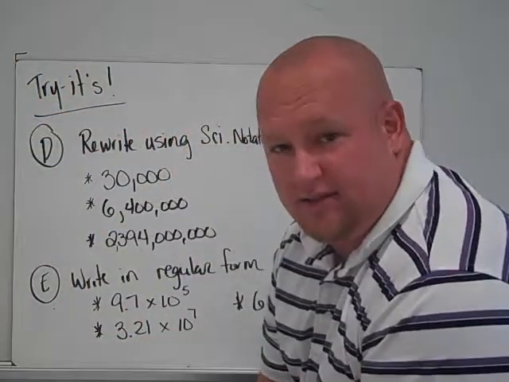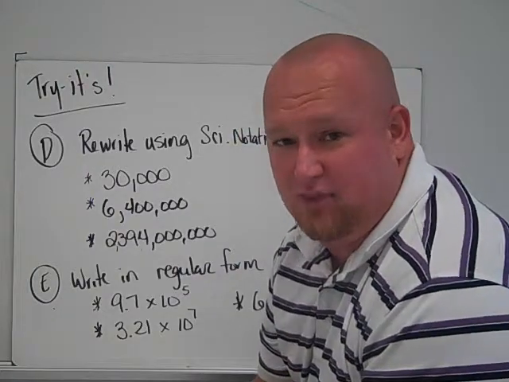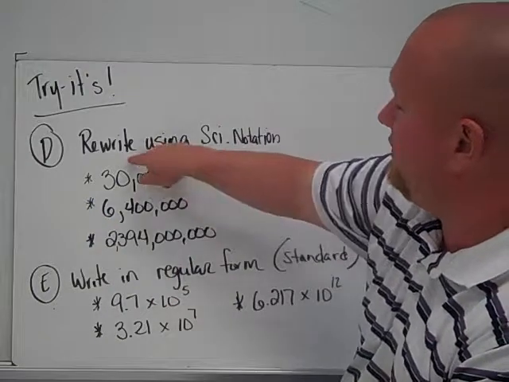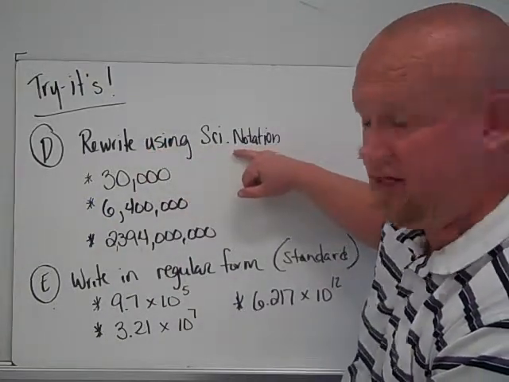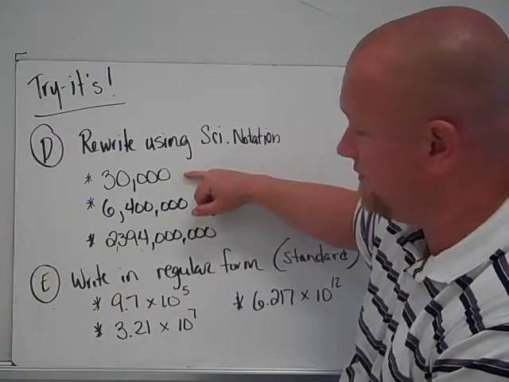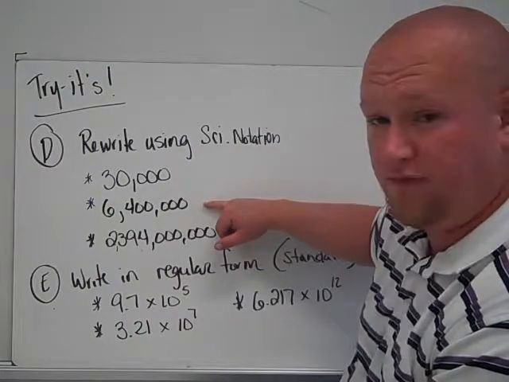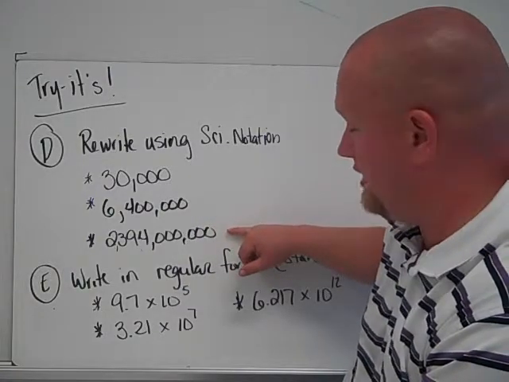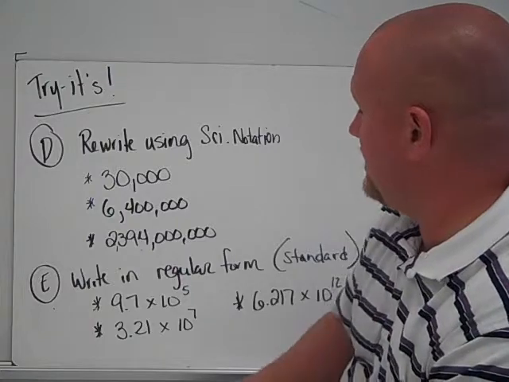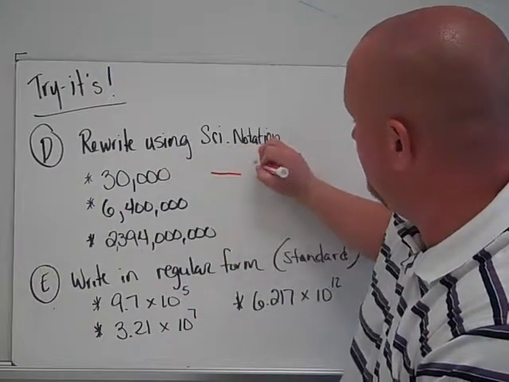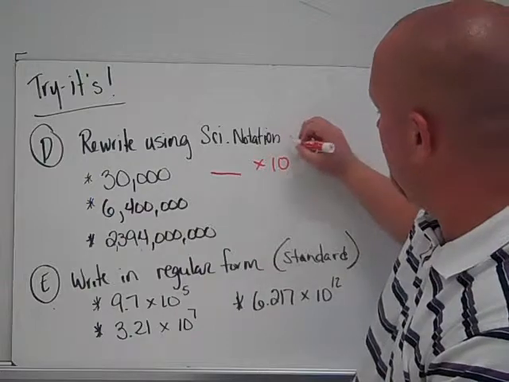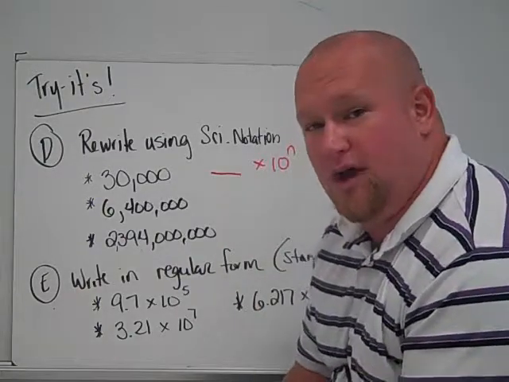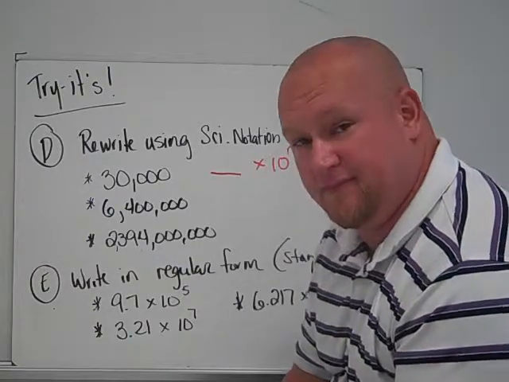I want you to do some try-its now. It really, guys, is that simple. We just need to do some practice with it. So what I'd like you to do is rewrite these three numbers using scientific notation. 30,000, 6,400,000, 2,394,000,000. Remember, in each case, you're going to have a number times 10 to a certain power. I'm going to put a blank in because I don't know which power, and it's going to be different in each case.